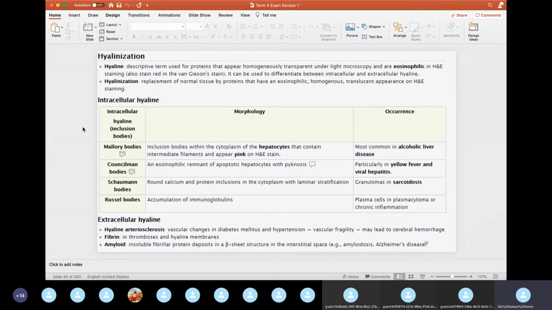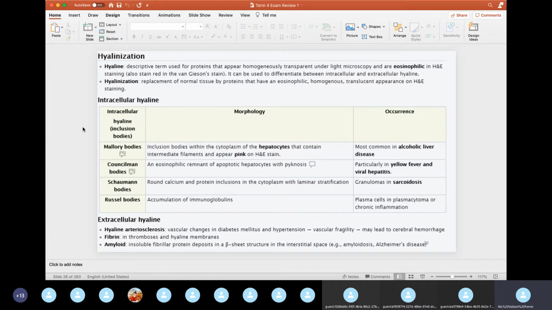So, hyalinization. If I have, for example, damage to my alveolar epithelium, I can have leakage of proteins there. So it forms hyalin. There's a process called hyalinization, which is a replacement of your normal tissue by proteins. They are eosinophilic. So when you look at the slide, they look pink, right? Red, pink in color. There are different kinds of intracellular hyaline.